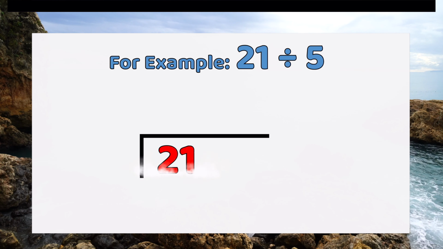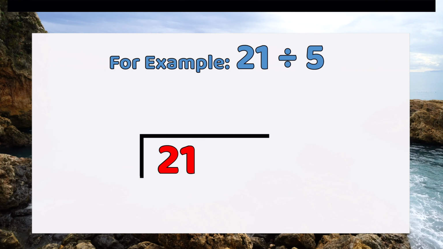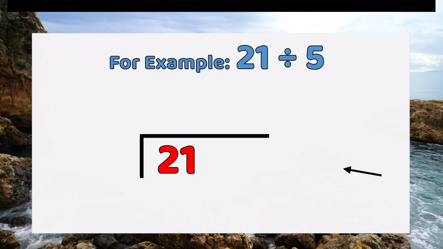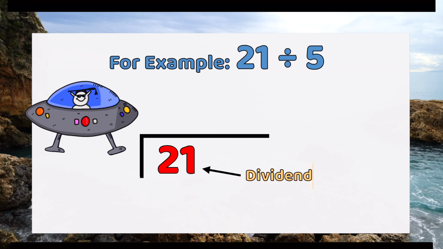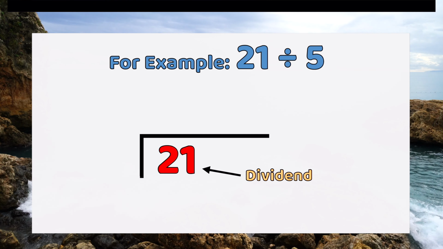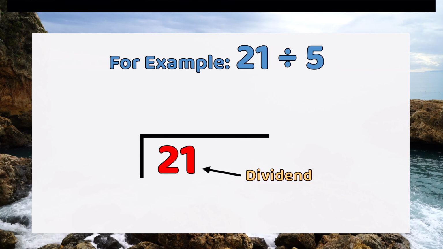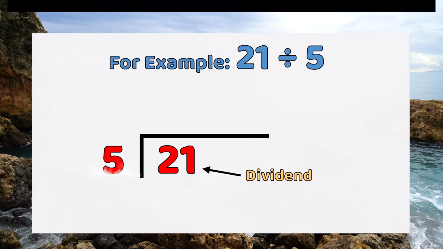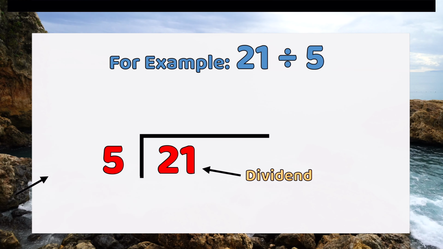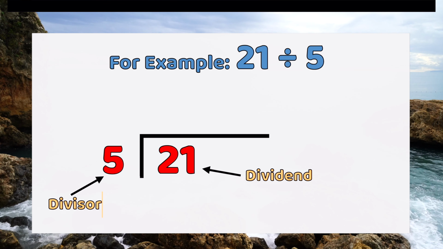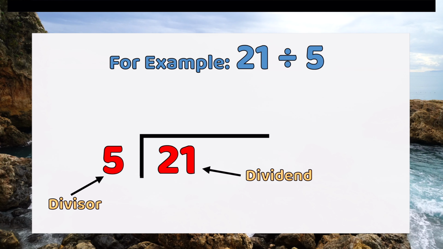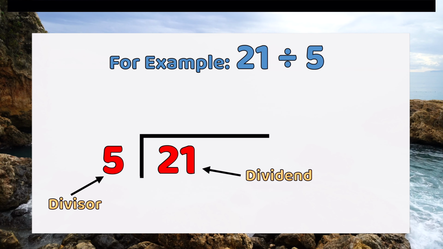Now look at the example. So we've got 21 and we're going to put that on the inside of the bus stop. That's imagining 21 apples, 21 people in the bus stop, and we call this the dividend. Okay, so the number inside the bus shelter is the dividend. Now we're going to be dividing it by 5. So what do we call this? We call this the divisor. The number of bowls is on the outside, that's 5 bowls, so the divisor is 5.